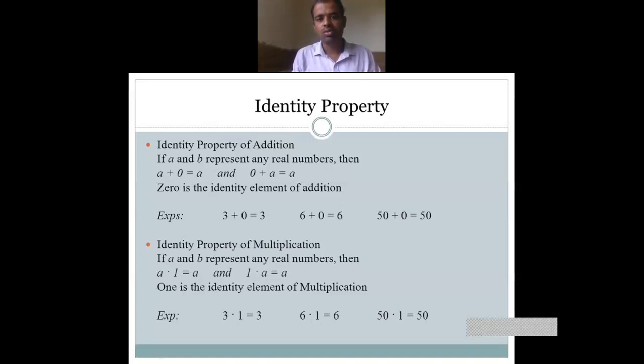It is 0. If you add 0 to any number, you will get the same number. 0 plus 1, 1. 0 plus 2, 2. 0 plus 3, 3. So 0 is the identity element of addition. Same thing, 3 plus 0 is 3. 6 plus 0 is 6. 50 plus 0 is 50.